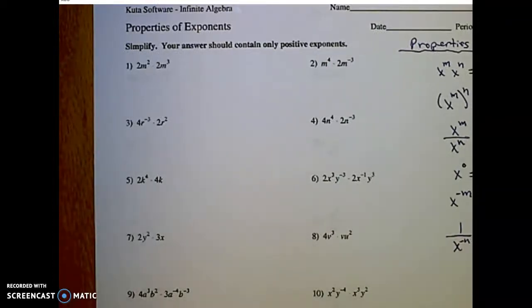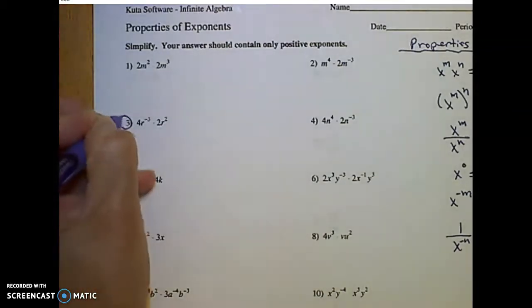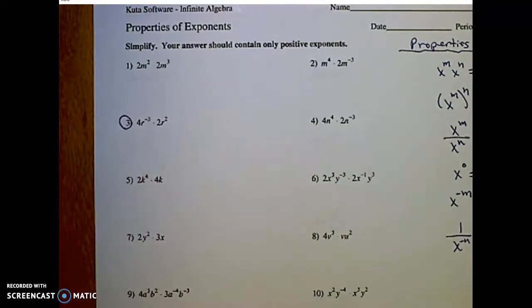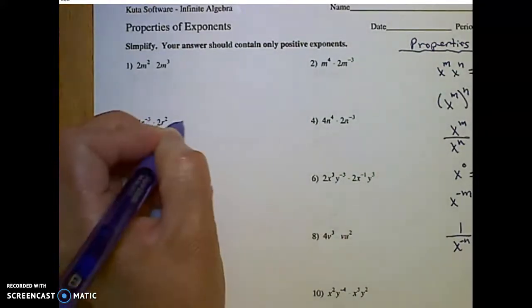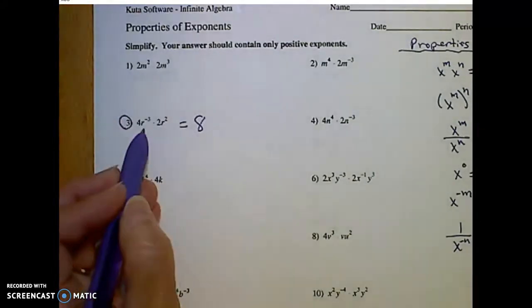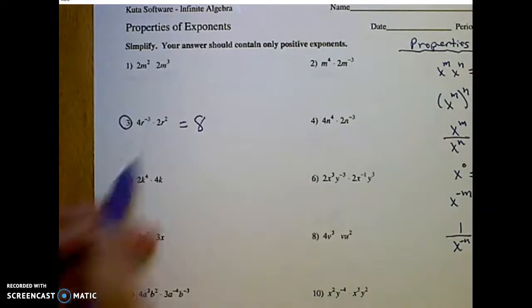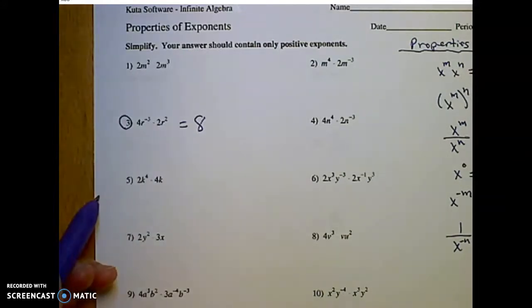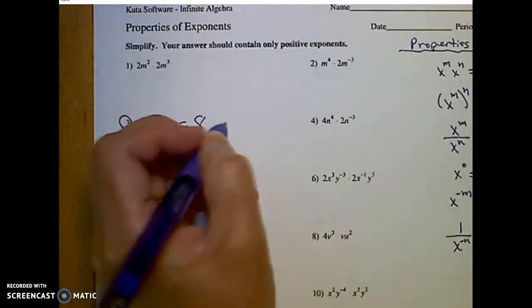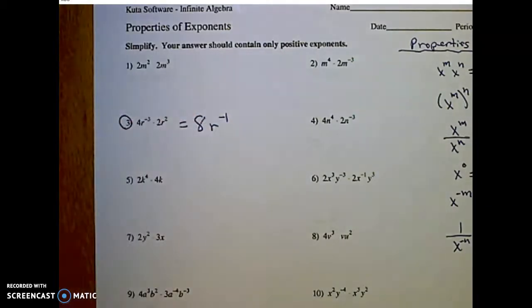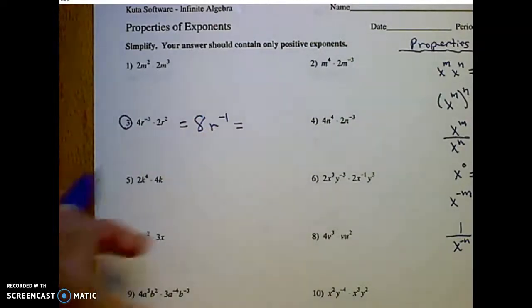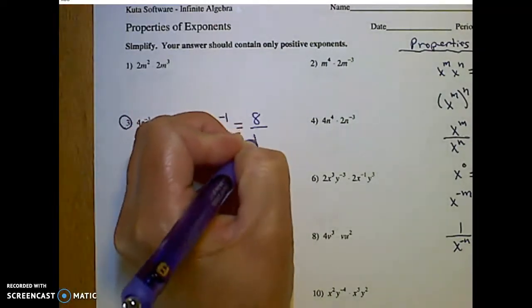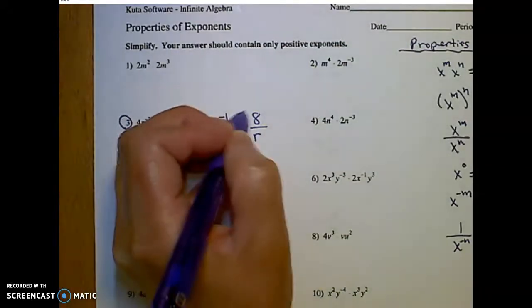Where did I want to start? With a couple little properties. Look at number 3. If we simplify number 3, remember you'll multiply those coefficients, 4 times 2. And then when I multiply r to the negative third times r to the positive second, think about what you would do with those exponents. I'm going to add those exponents, so that's r to the negative 1. But then a negative exponent moves to the denominator. It's like a reciprocal and becomes positive. So that's 8 over r to the first, which is just 8 over r.